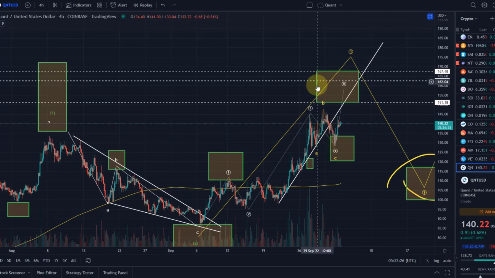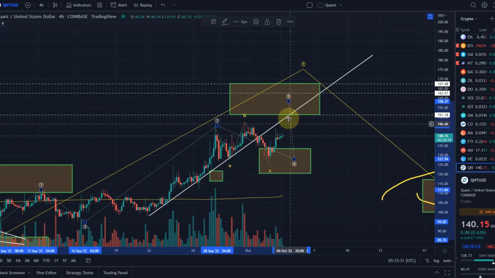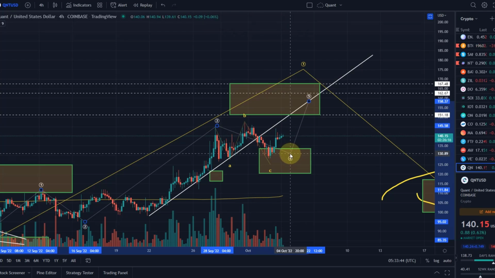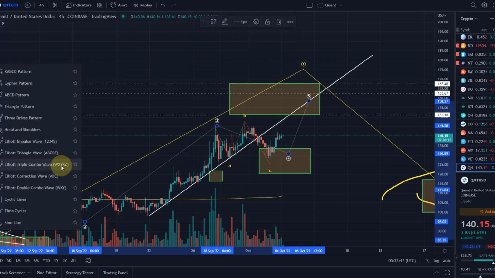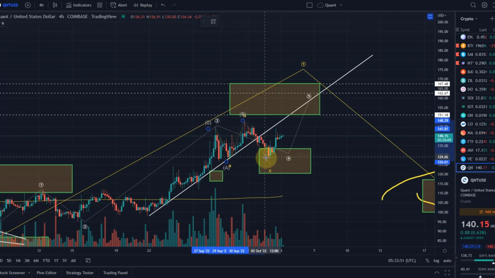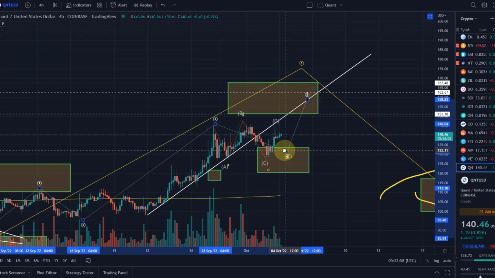Maybe one more point to mention. This could become a triangle. Okay, so just looking at this, it could just be a triangle, an Elliott wave triangle as well. A, B, C, D, and then one more down in an E. A wave 4 is oftentimes a triangle. So this would be an alternative pattern. So A, B, C, D, E. Okay, so that is something to have in mind as well.